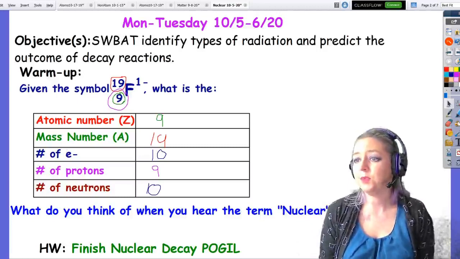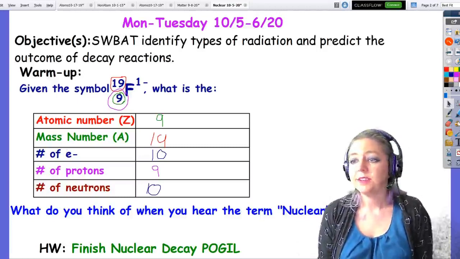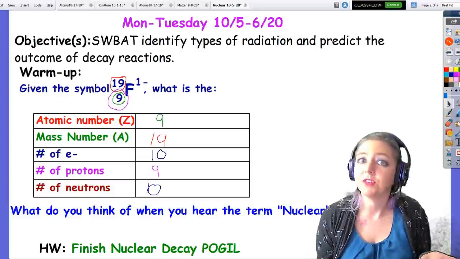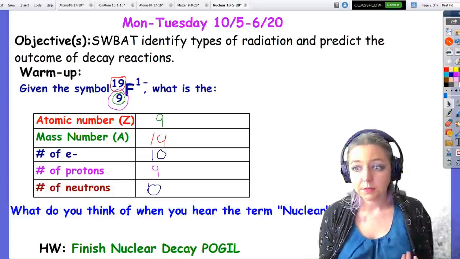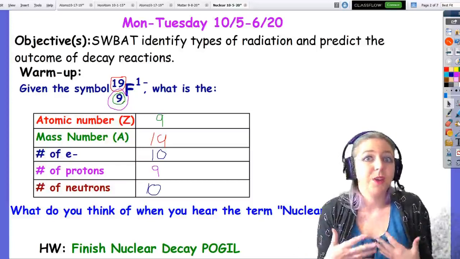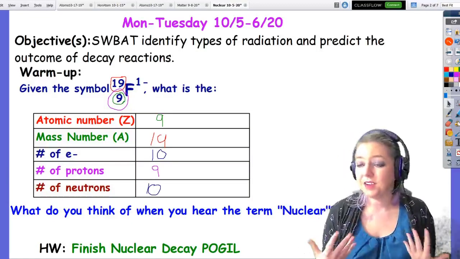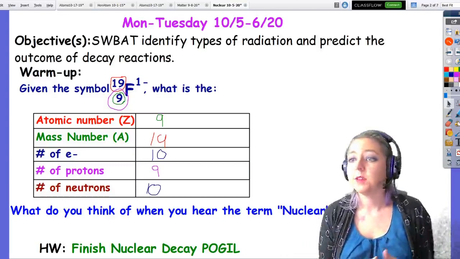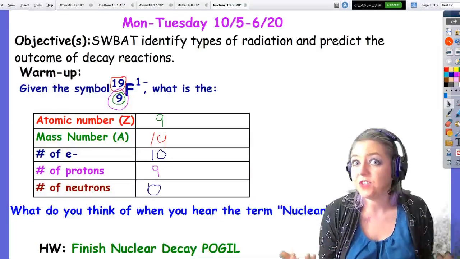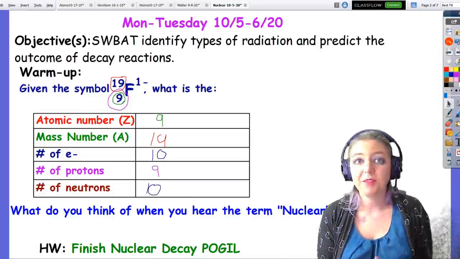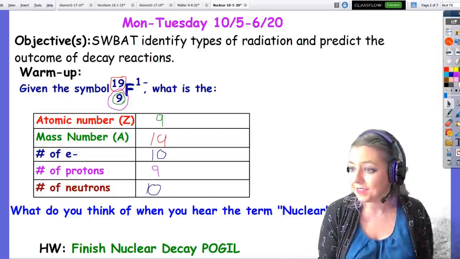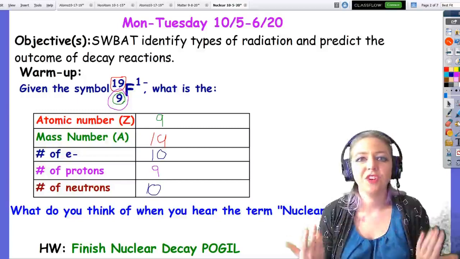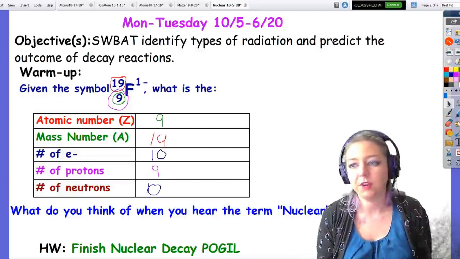Then the last part of the warm-up, I just wanted to see what you think of when you hear the term nuclear. What do you already know about nuclear chemistry? This is a new topic, but we all come into this knowing something. We got a lot of different results. Some people mentioned nuclear power, nuclear bombs. Some people were able to talk about fusion and fission, which was amazing. I'm very proud of anyone who was able to say that. But I just wanted a quick brainstorm. What's the first thing you think of, so I could see where we're coming from?